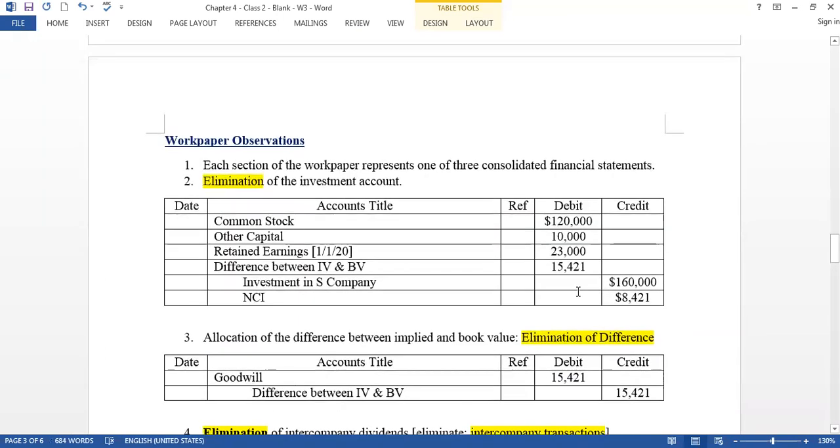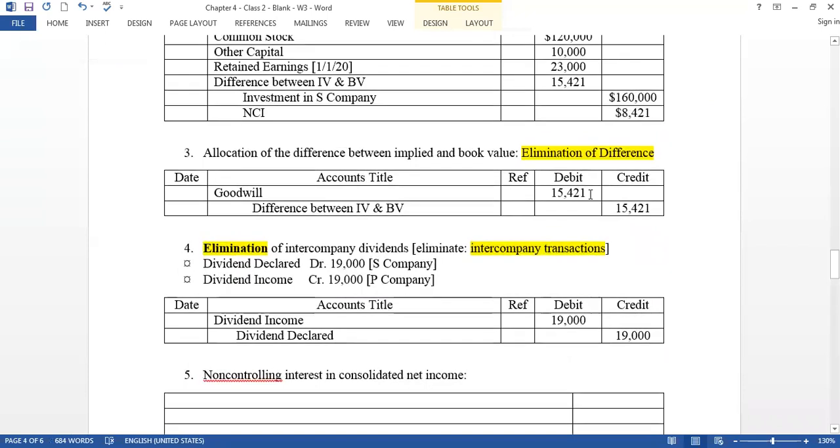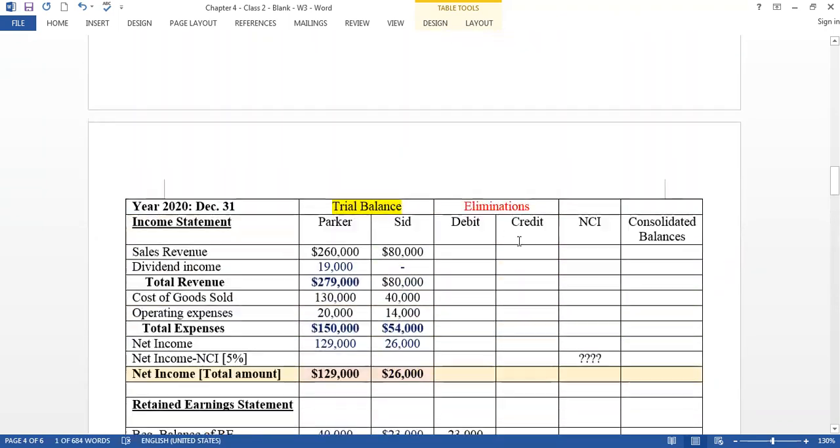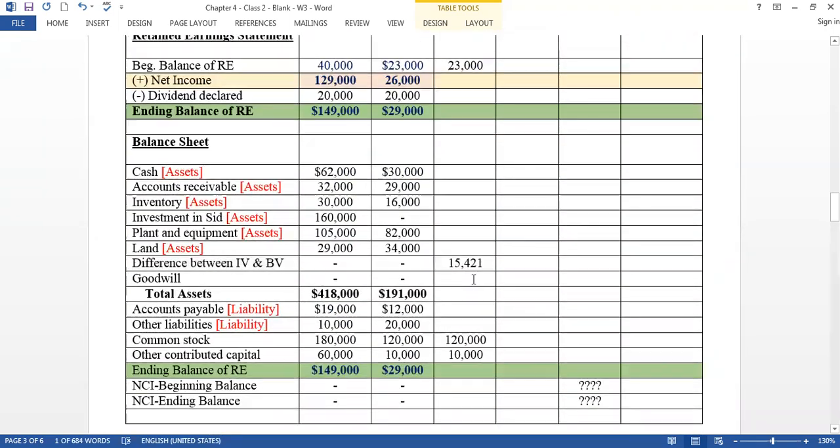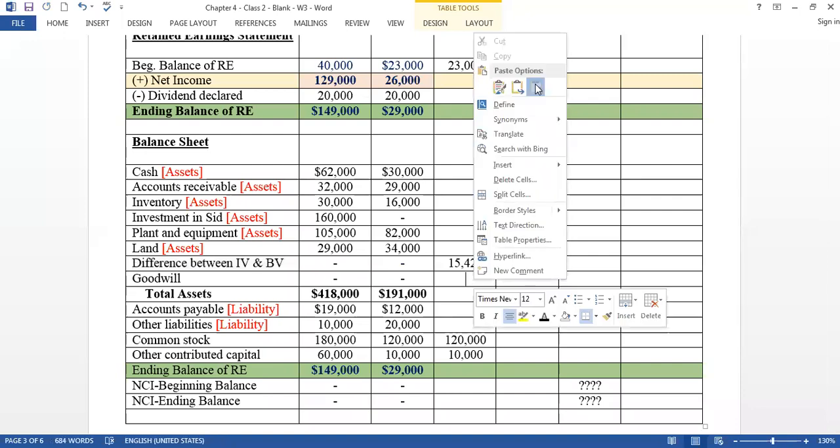And you know that this difference goes to where? This difference goes to the goodwill account, right? Goodwill account. So this difference goes to goodwill account. So this is the elimination row. Where is the goodwill? We put in the goodwill. Clear?